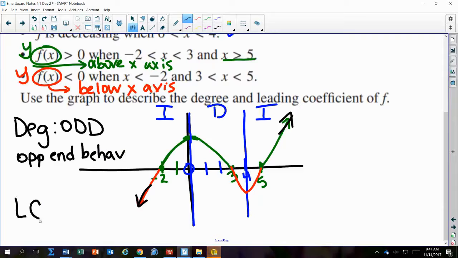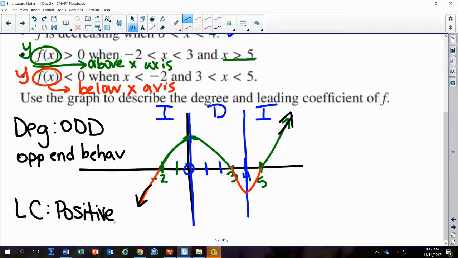What can you tell me about the leading coefficient? Any ideas? It's going to be positive. Why do you say it's positive? Great. The left side's pointing down, the right side's pointing up. So I know that the leading coefficient has to be positive. Good. Okay. Any questions about that?